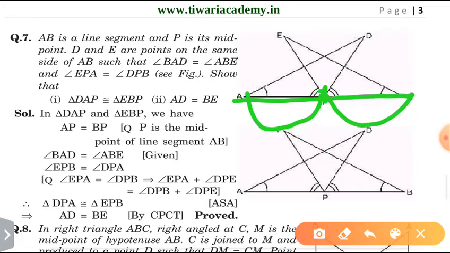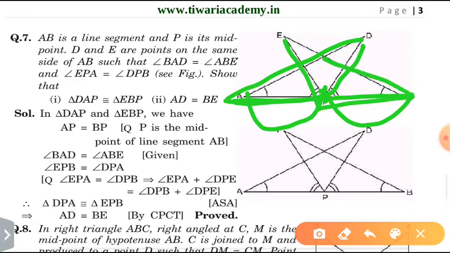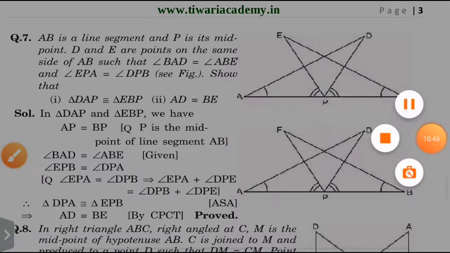One thing more, that means we will now take these two triangles congruent to each other, this triangle and this triangle. These two triangles we have to make congruent. This is the first part of this question. So see, I'll do it.